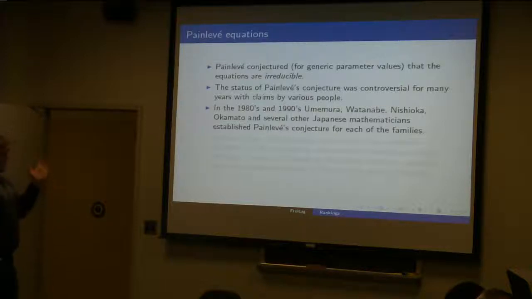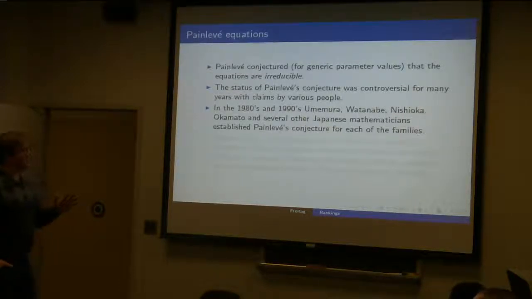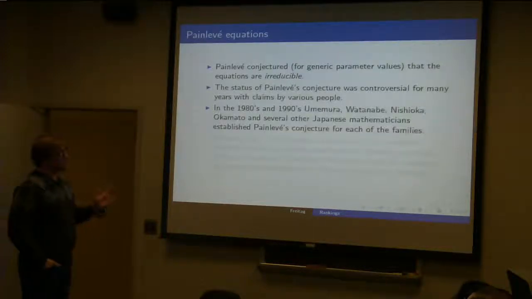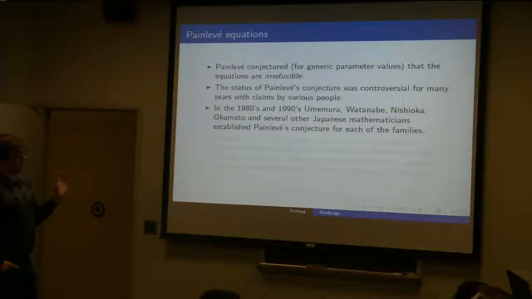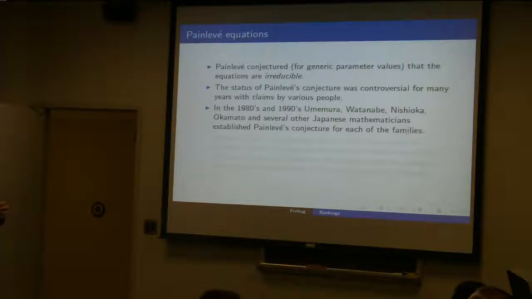I'm not sure of an exhaustive list of people who claimed things about transcendence of Painlevé equations. I think that there were a lot of claims over the years and a fair number of incorrect proofs. But eventually, groups of Japanese mathematicians attacked, in a really extensive literature, the Painlevé equations and proved a rigorous version of what Painlevé was claiming. And so I'll explain exactly what I mean by irreducible, more or less, in the coming slides.